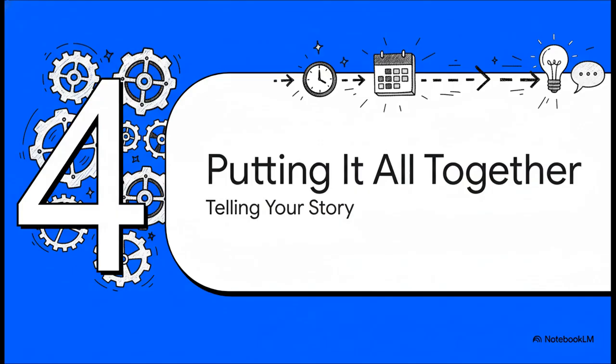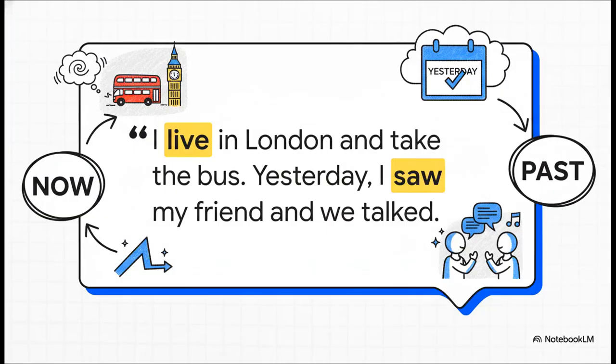Okay, now that we have our tool for the now and our tool for the before, let's see how we can put them together to tell a complete story, moving back and forth between different points in time, just like in a real conversation. Let's look at a really simple example. I live in London, I take the bus. That describes the present, the routine, our now. Then, boom, we jump into the time machine. Yesterday, I saw my friend. We talked. See how smoothly that works? You just effortlessly switch between the present and the past. That right there, that's how you tell your story.